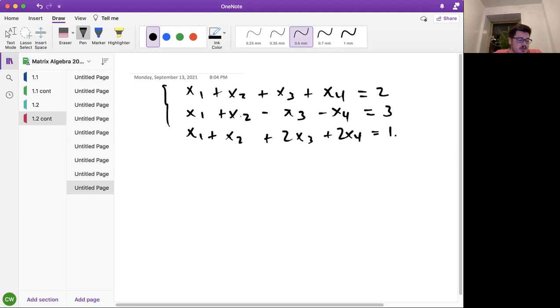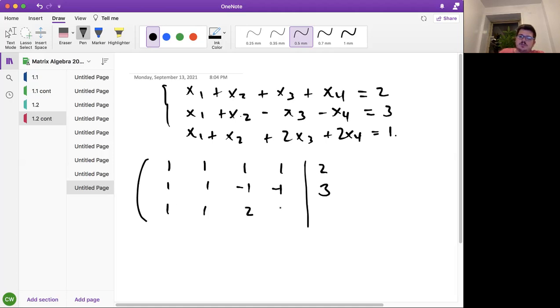Okay, so what's so nice with the matrix is that we can just not have to deal with all these x1, x2, x3, right? So we can just put it in the matrix. So let's do it. The first row is 1, 1, 1, 1, 2. Then 1, 1, -1, -1, 3. Then 1, 1, 2, 2, 1. Okay, everyone agree with that? That is the augmented matrix.